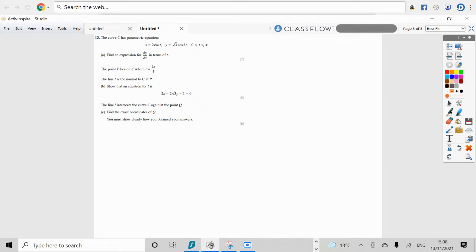Right, this is a lot of work here for 5 marks, so we need x when t is 2 pi over 3. Now, your calculator will do that for you. That's 2 lots of cosine of 2 pi over 3, which is minus 1. Don't forget that 2 pi is 360, so it's cosine of 120 multiplied by 2. So we get minus 1. You've got to be careful with that one.